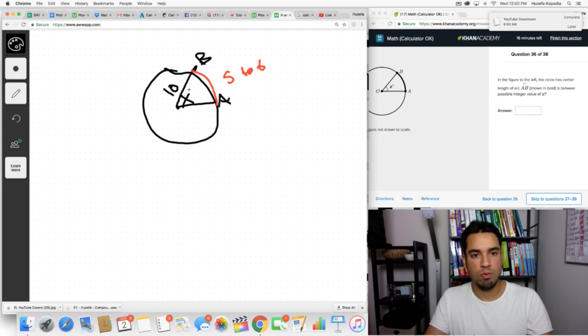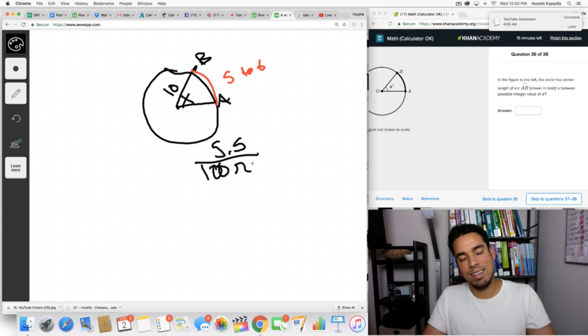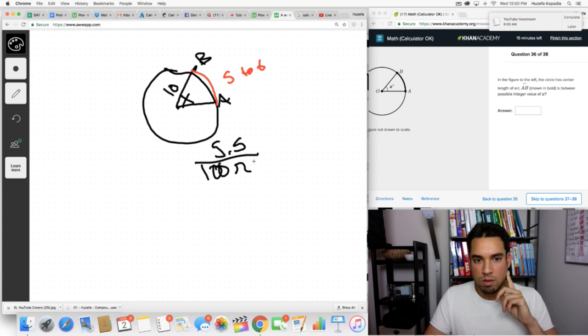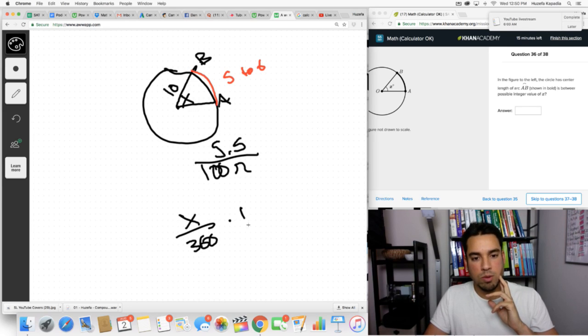And so the whole thing would be pi r squared, where r is 10, so it's 100 pi for the whole thing. And this is between 5 and 6, right? So let's say 5.5, since it just wants one possible value. Sorry, let's set up the whole equation. It's x over 360 times 100 pi, which is the whole area, equals 5.5.